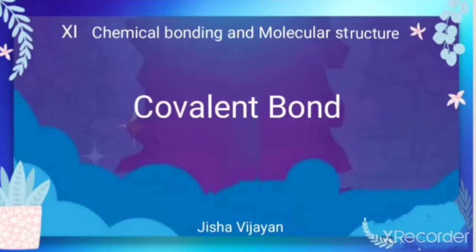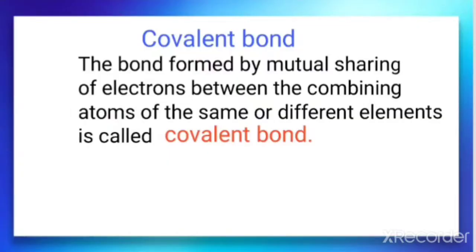Let us define covalent bond. The bond formed by the mutual sharing of electrons between the combining atoms of the same or different elements is called a covalent bond. It means that when two atoms are combining, if they are sharing the electrons between the two atoms of the same or different elements, then such a bond is called a covalent bond.